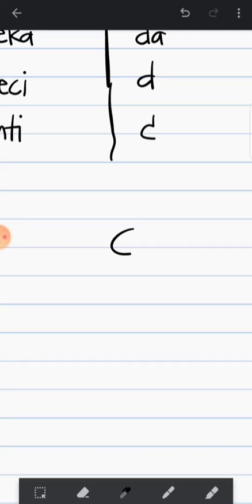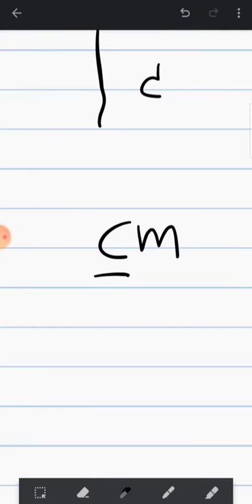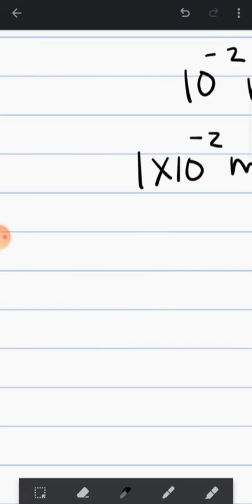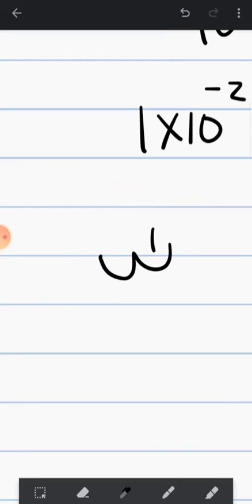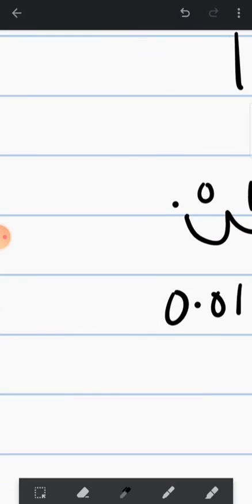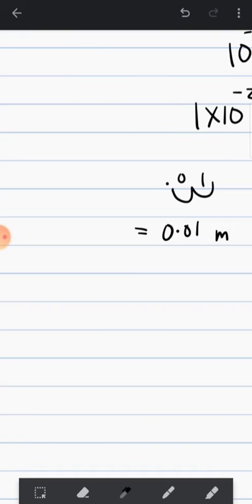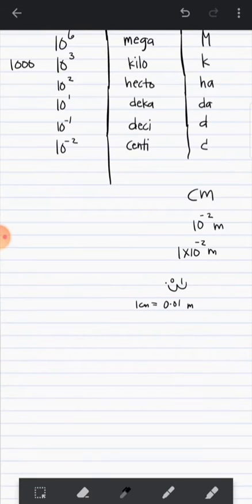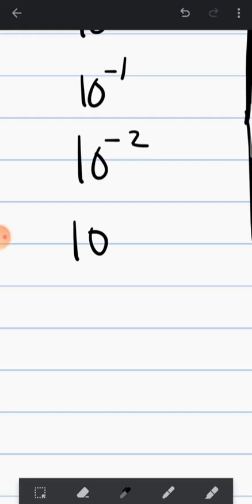So whenever you see cm, that's centimeter, or 10 to the negative 2 meter. It's like 1 times 10 to the negative 2 meters. Or if you move the decimal point, it will give us 0.01 meters. So that's 1 cm. Right. Then the next one is 10 to the negative 3.